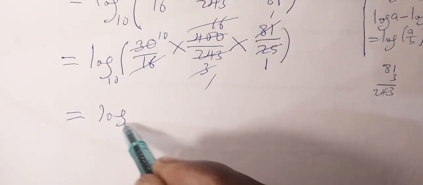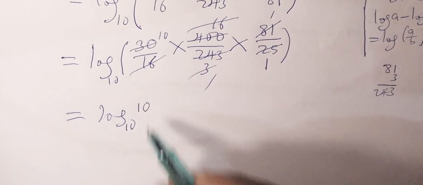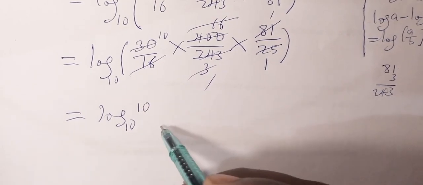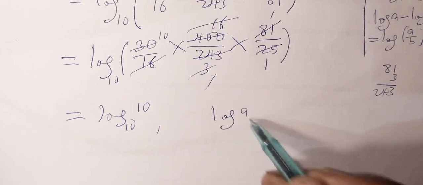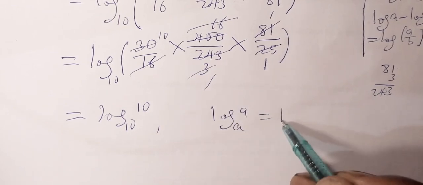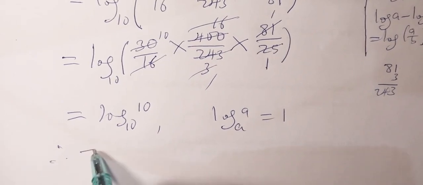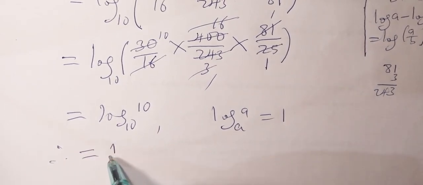log base 10 of 10 base 10. And according to indices, log a base a is equal to 1. Therefore, our answer will be equal to 1.